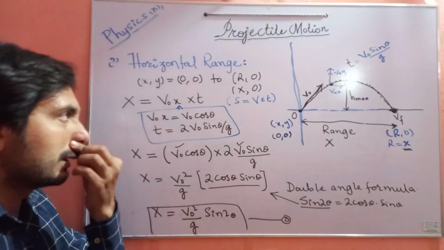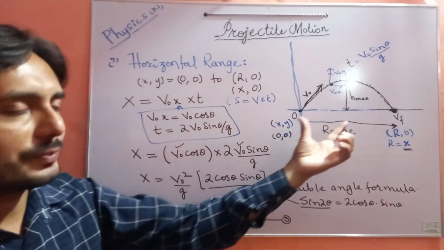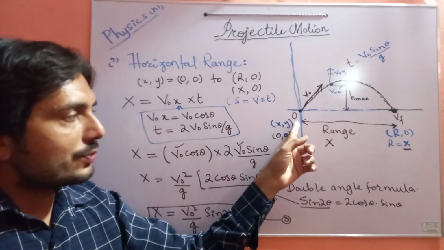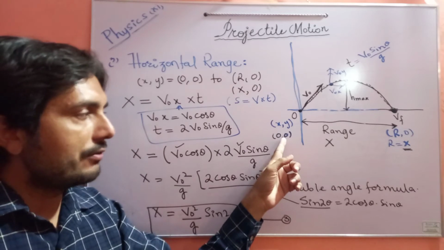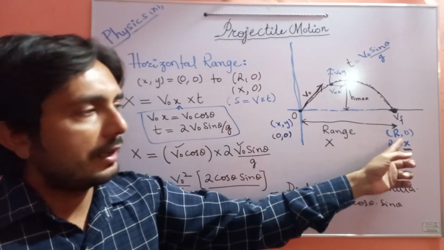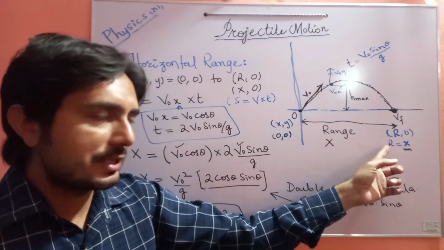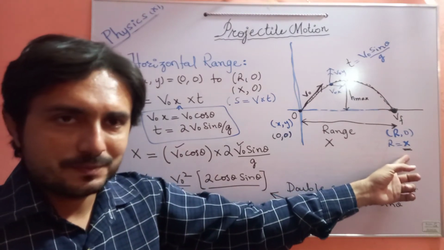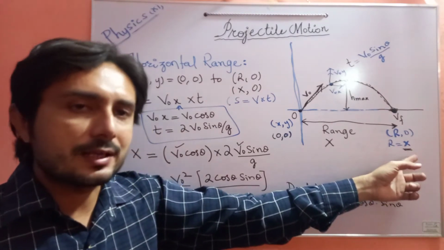Let me just repeat the things again. We just consider this picture again. The initial point was 0, 0. The body started from here and it reached the final point that was equal to R and 0. R was the horizontal range and we can take it as x, and y is considered at 0.